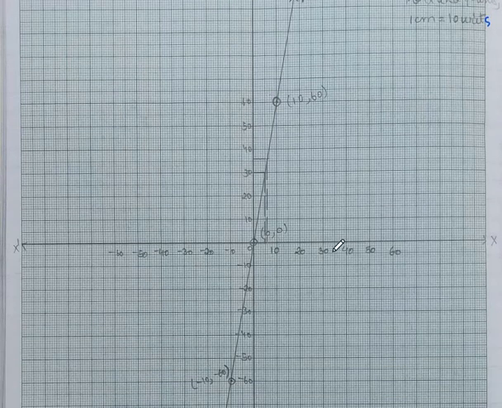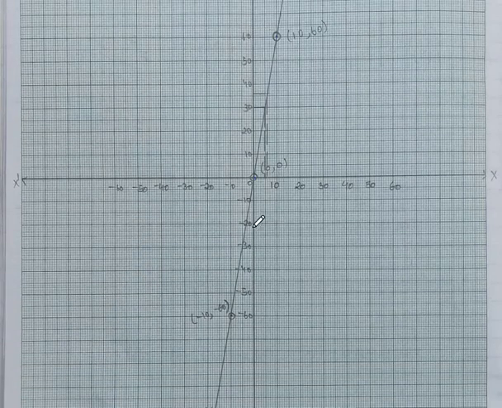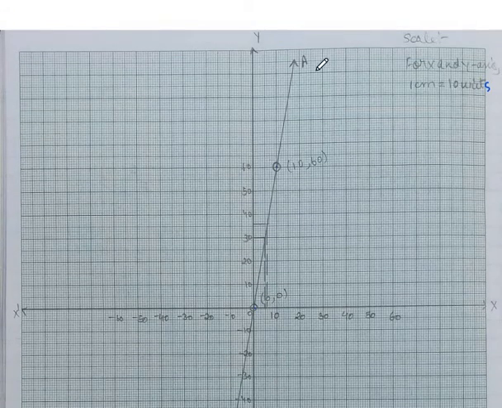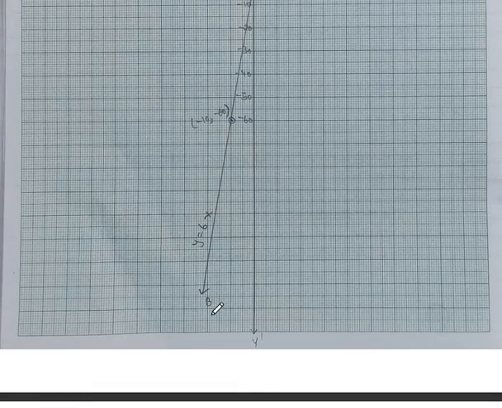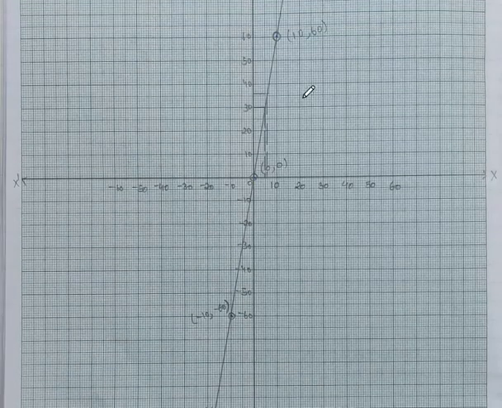Now first point I am putting, when x is 0, y is 0. So point will be at the center only. This is (0, 0). When x is 10, y is 60, the point is coming here. And when x is minus 10, y is minus 60, point is coming here. By joining these 3 points, you get a straight line, and upside you mark A, downside you mark B, and equation you can put wherever empty place is there near the line, y equal to 6x. Make sure that these 3 points pass through a common line.